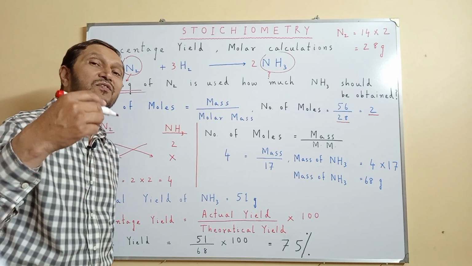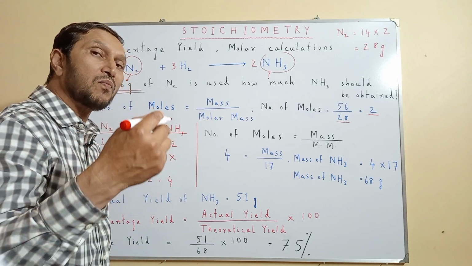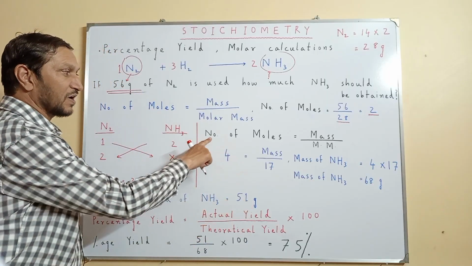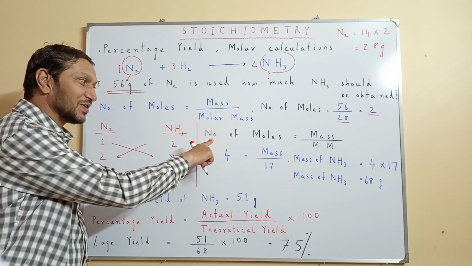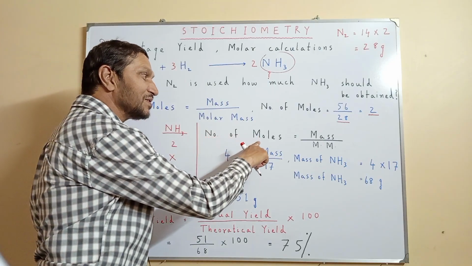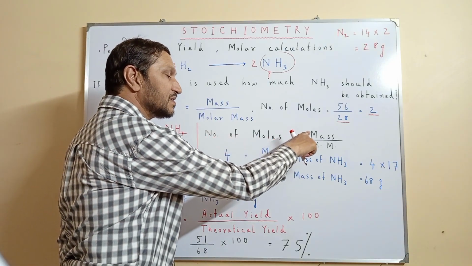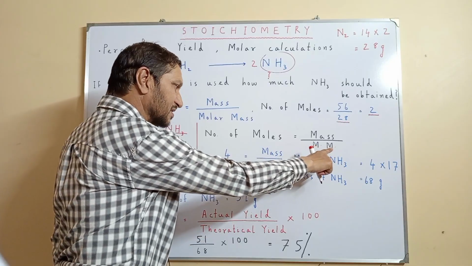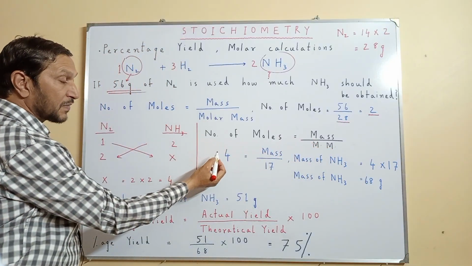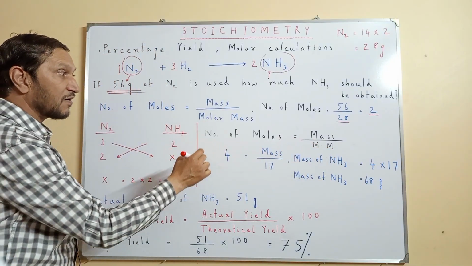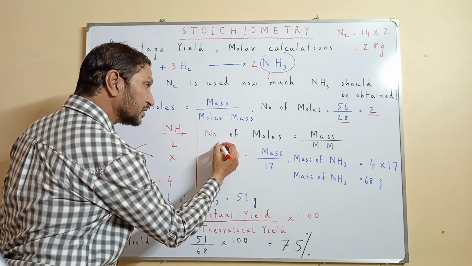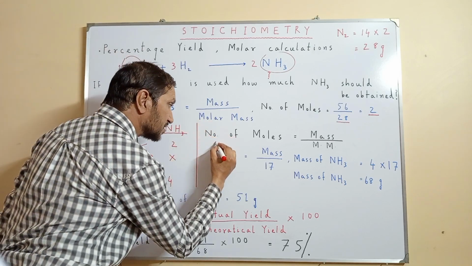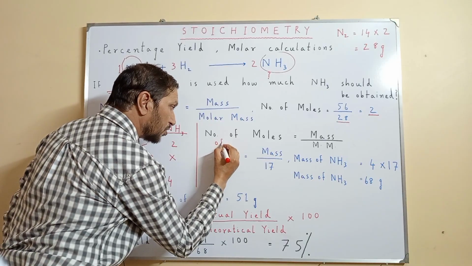Now in terms of mass, how much mass in grams will the ammonia be? For this, once again we will use the formula: number of moles is equal to mass divided by molar mass. Here mm means molar mass. Now the number of moles of what? Ammonia. Now we are dealing with ammonia, the number of moles of ammonia.